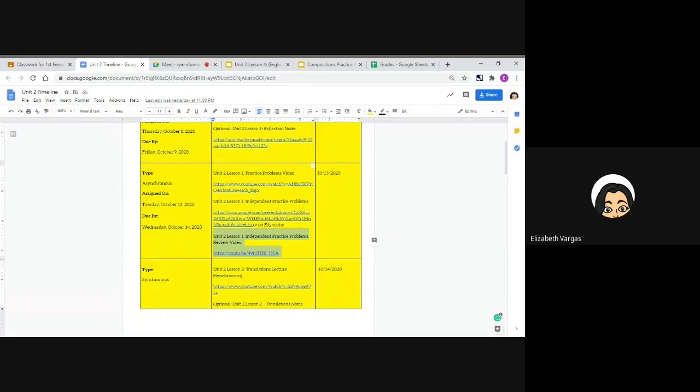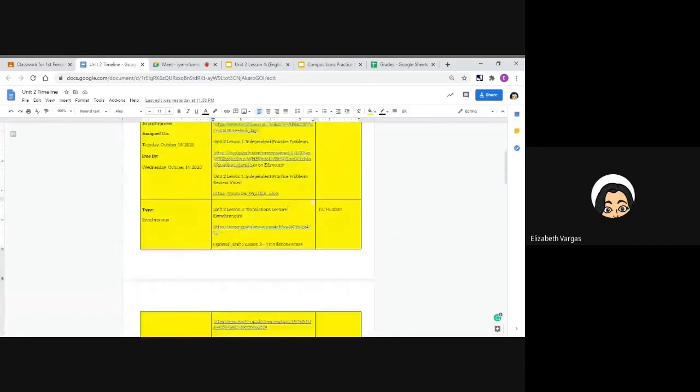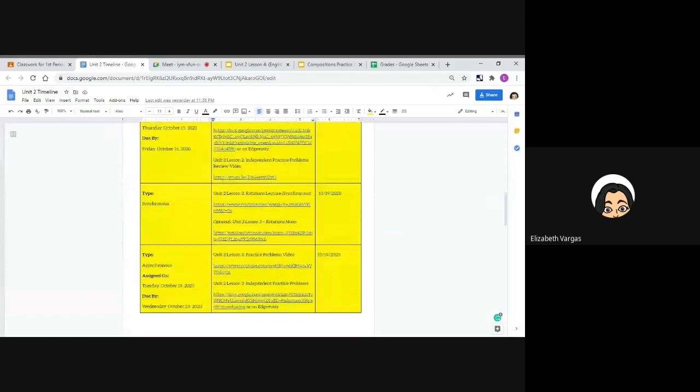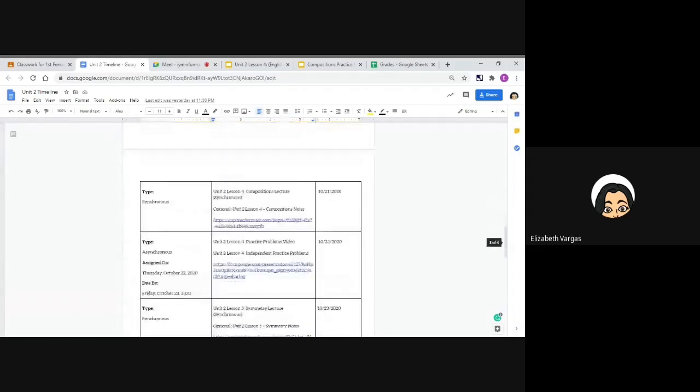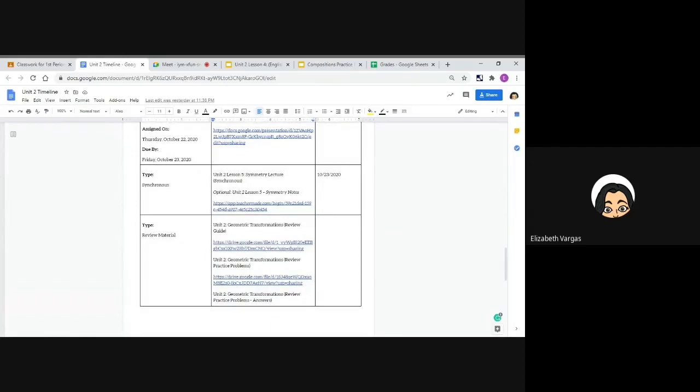And so that is basically for every lesson. There are 5 lessons. This is just Unit 1, but there is one for every lesson. And today we're on Lesson 4. Friday we'll do Lesson 5 and then we will be done with Unit 2.